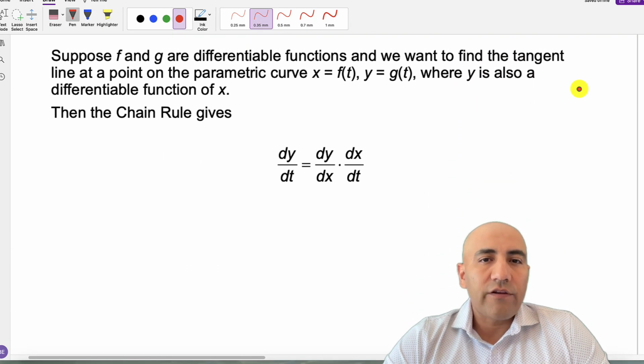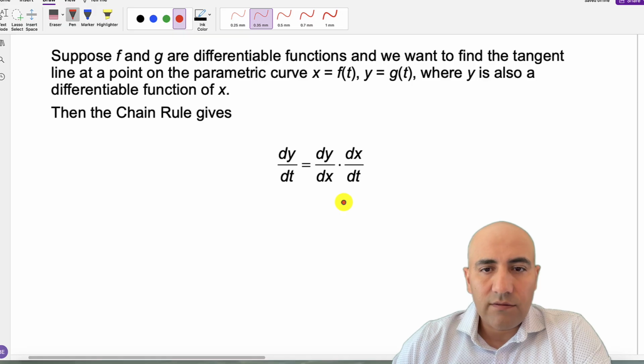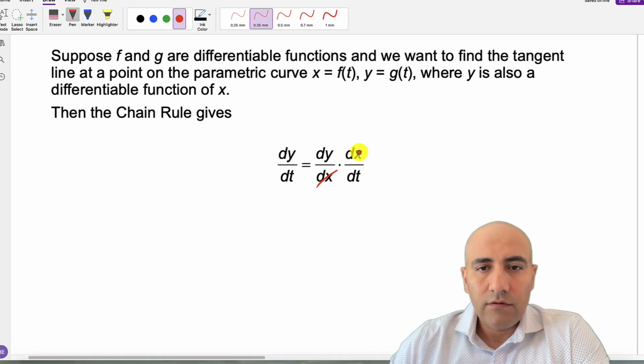Suppose f and g are differentiable functions and that we want to find the tangent line at a point on the parametric curve x equals f of t, y equals g of t, where y is also a differentiable function of x. Then the chain rule gives the following: dy/dt equals dy/dx times dx/dt. Remember that we can envision this as the dx canceling, and that's why dy/dt is equal to dy/dx times dx/dt.